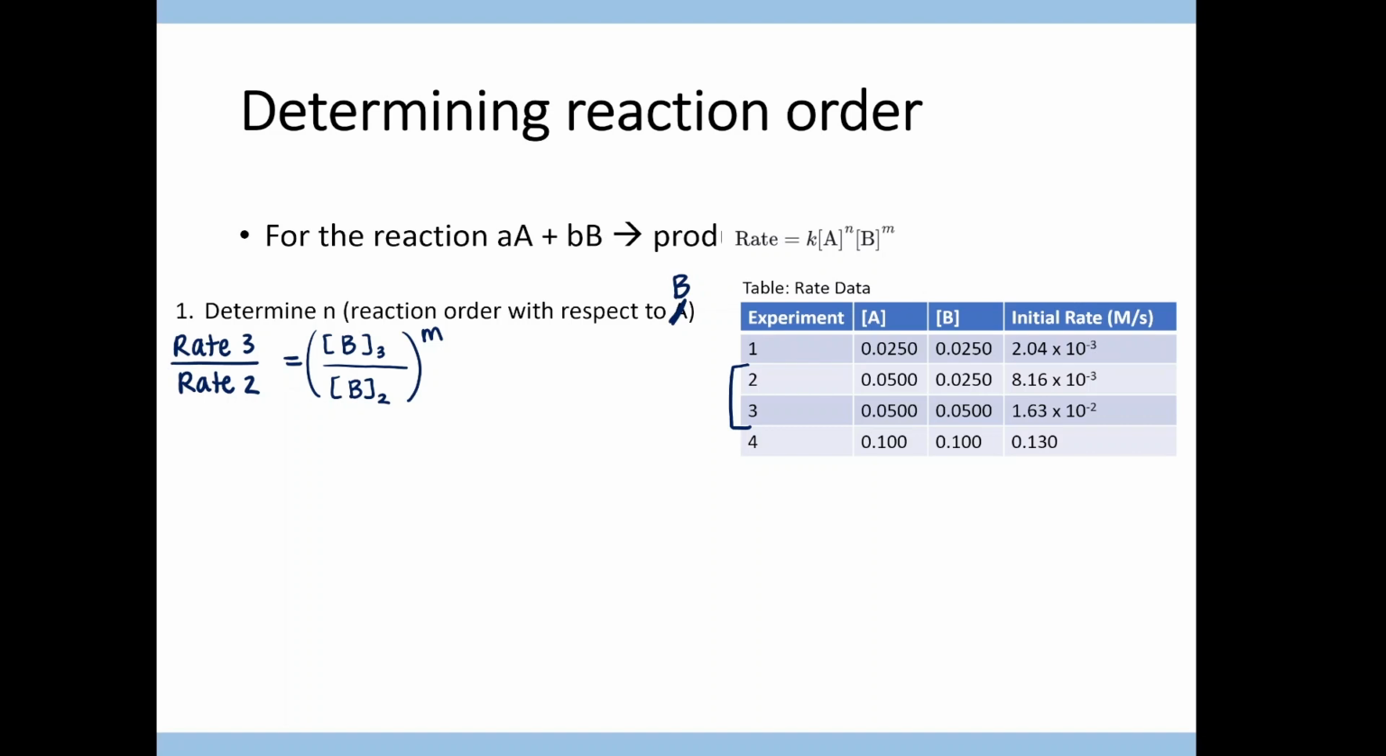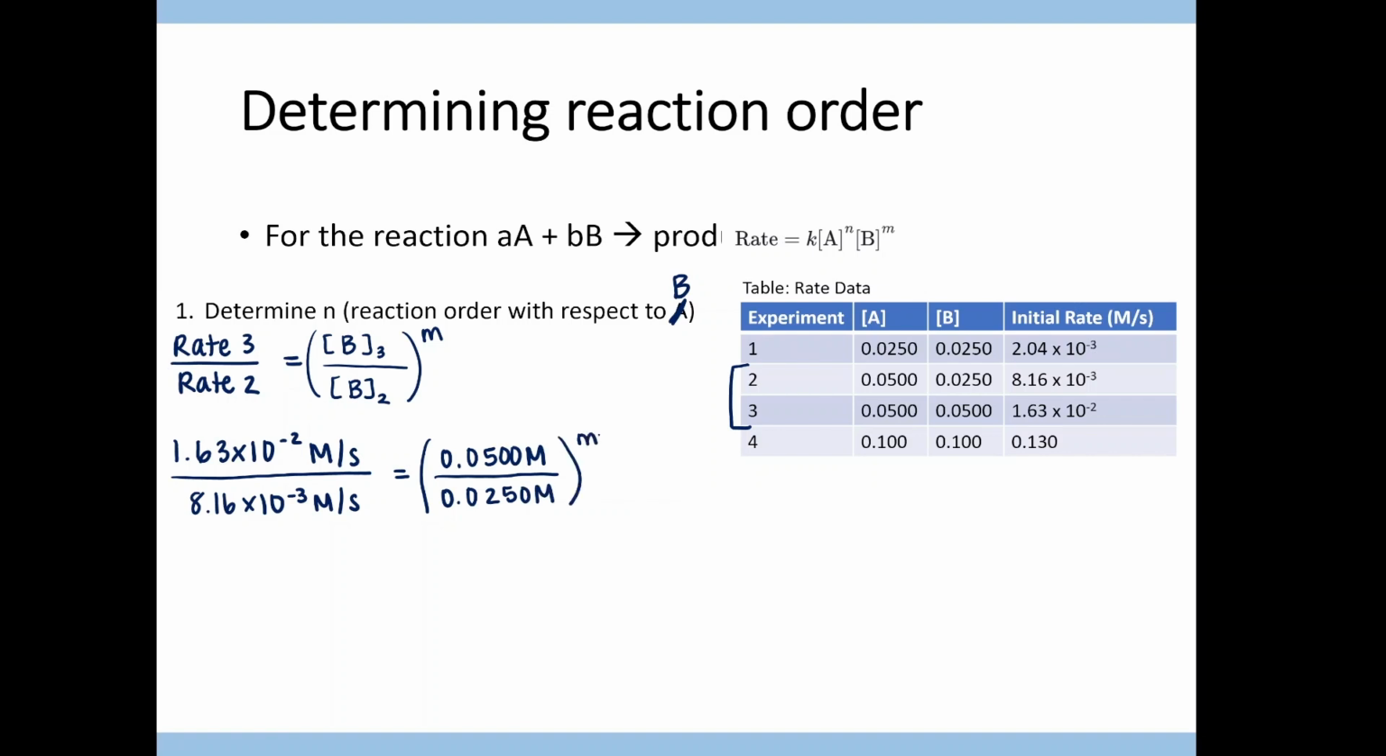Now we can plug in values. So the rate of experiment 3, 1.63 times 10 to the negative second molarity per second. And then rate 2, 8.16 times 10 to the negative third molarity per second. This is equal to concentration at experiment 3 divided by concentration at experiment 2 to the power of m.